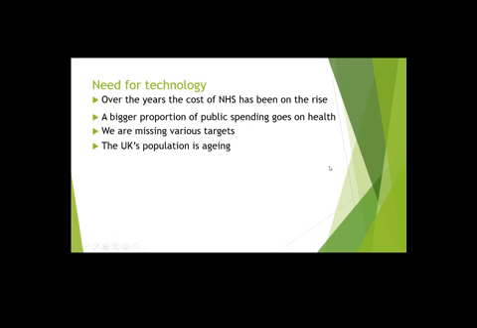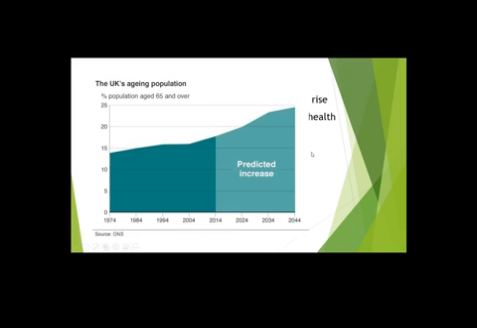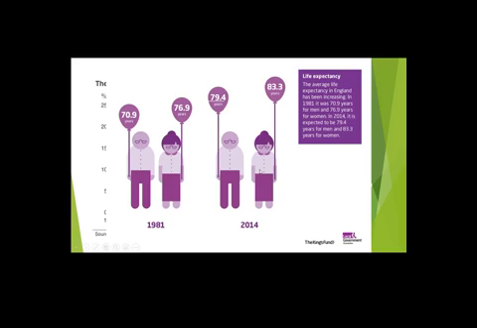The UK population is aging, as previously said, and this is the predicted increase in the average population. Although it varies from region to region, life expectancy has been increasing, because we've been successful in treating diseases.